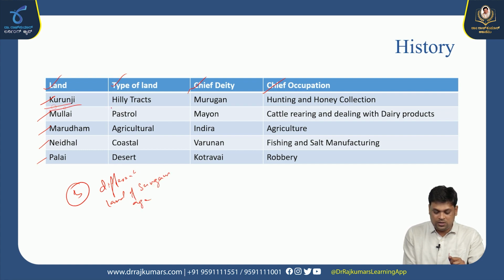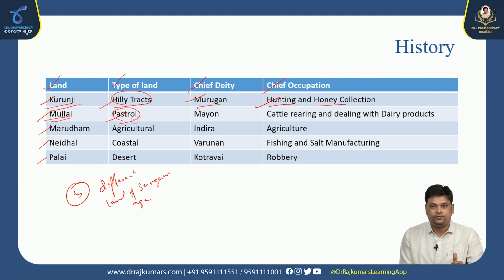Kurunji means hilly tracts. The chief deity is Murugan, that is Subramanya. Hunting and honey collection is their occupation. Mullai means pastoral land, where the cattle herders used to live. Mayon, you can call it Vishnu or Krishna. Cattle rearing and dealing with dairy products is their chief occupation.